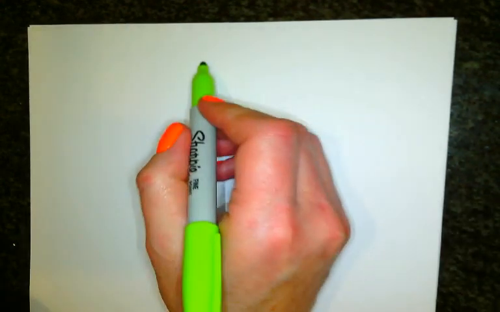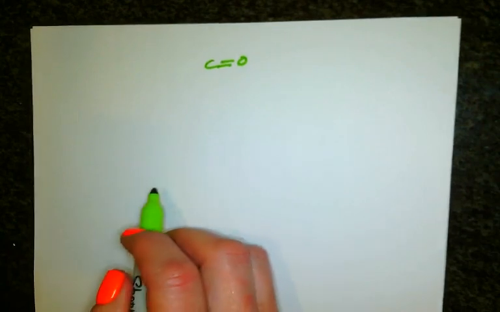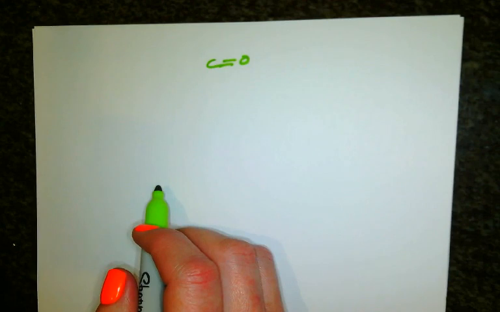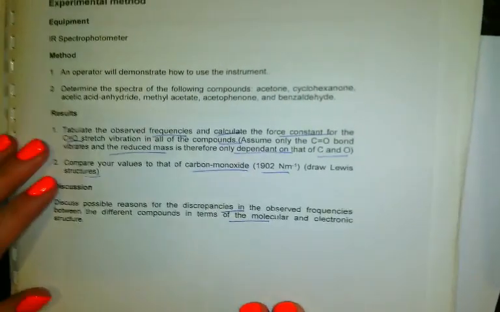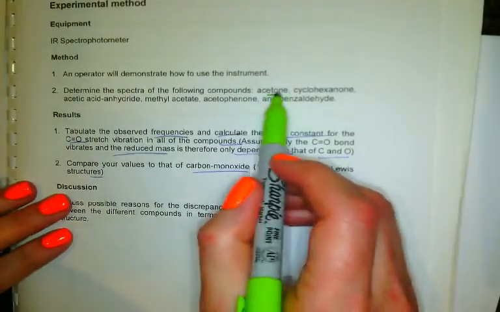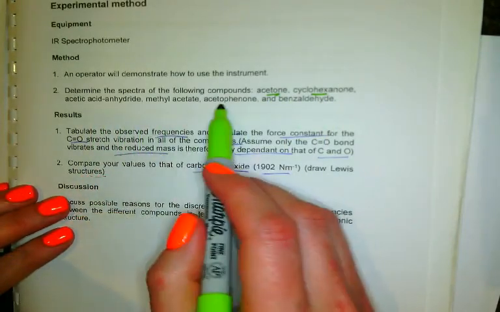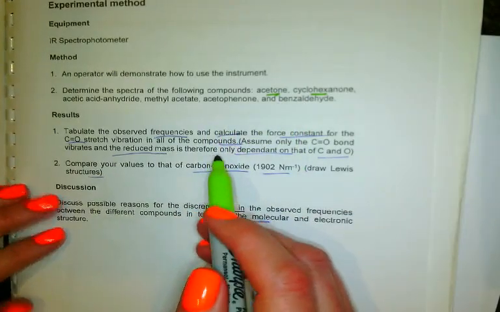This is the pre-prac video for experiment 4, which is the experiment using infrared spectroscopy. In this experiment we are going to calculate the force constant of a number of carbonyl bonds. You are going to look at a number of different compounds as listed in your practical manual: acetone, cyclohexanone, acetic acid anhydride, methyl acetate, acetophenone and benzaldehyde.